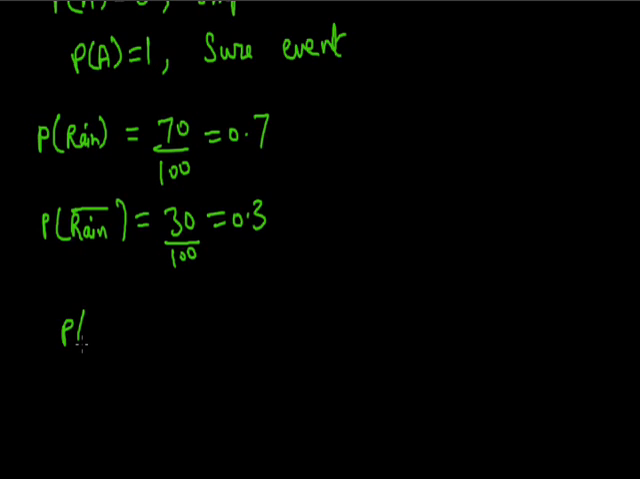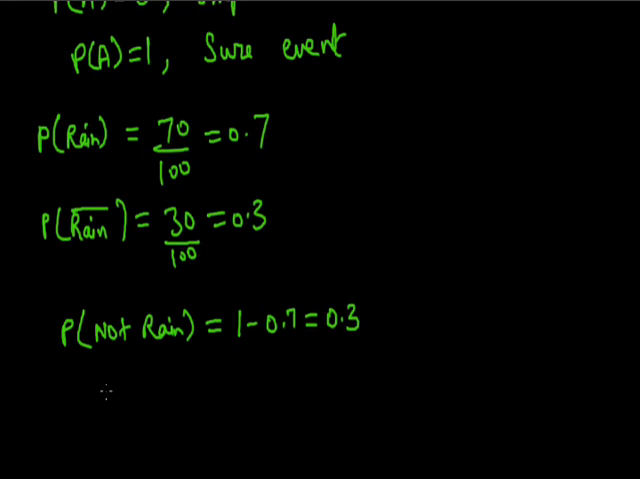So if you want to find the probability of not happening rain today, you can directly subtract the probability of happening rain from 1. That is 1 minus 0.7. 0.7 is the probability of rain today, and if you subtract it from 1, you will get 0.3, which is the probability of not happening rain today.